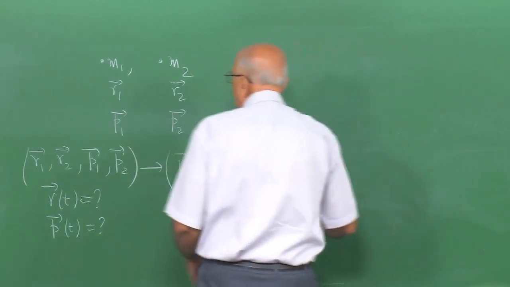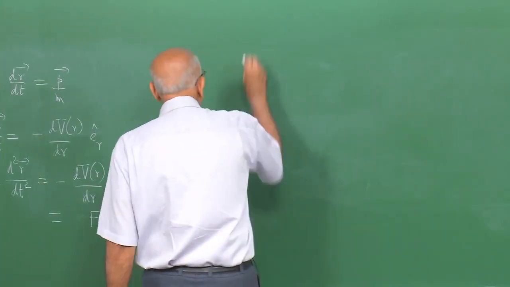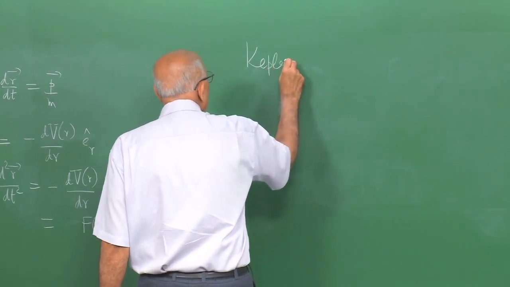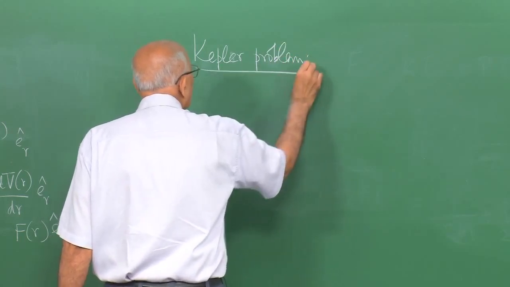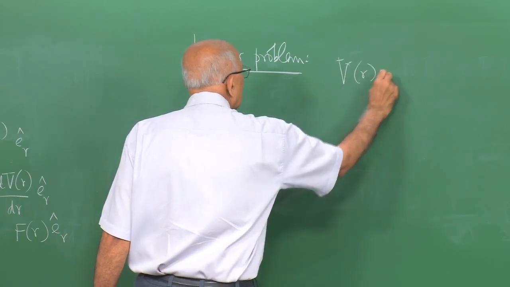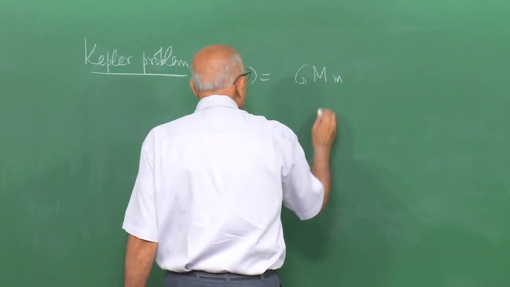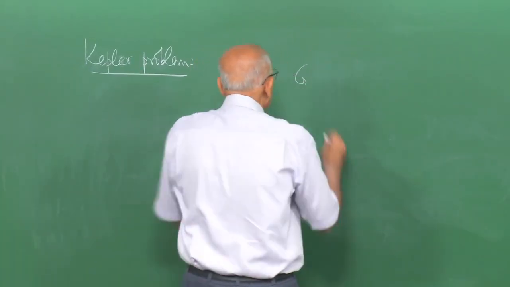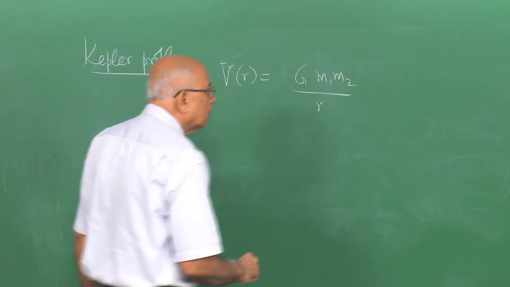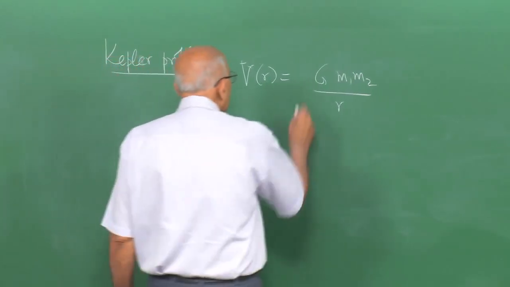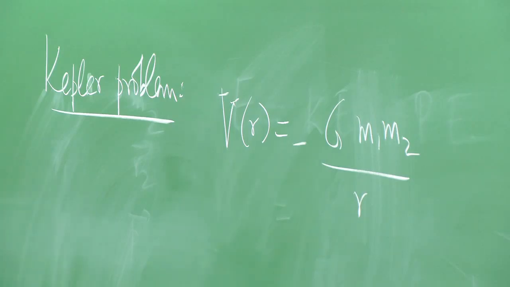In the case of the Kepler problem, which is planetary motion, we have this is equal to G times m, the mass of the sun, times the mass of the planet. So I should write, in my notation, this as m1 m2 divided by the distance between the sun and the planet, little r here, with a minus sign. Okay. It's some constant divided by r. That's all we are interested in.